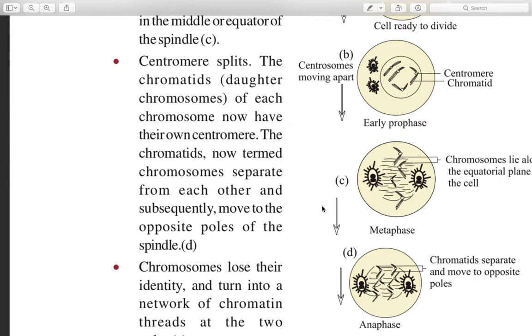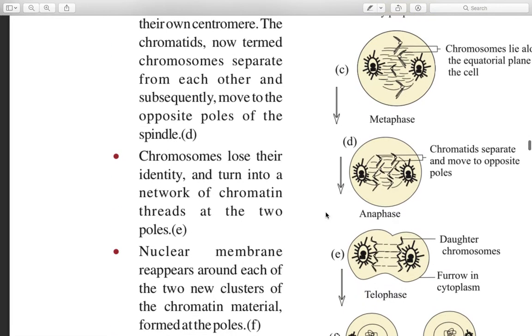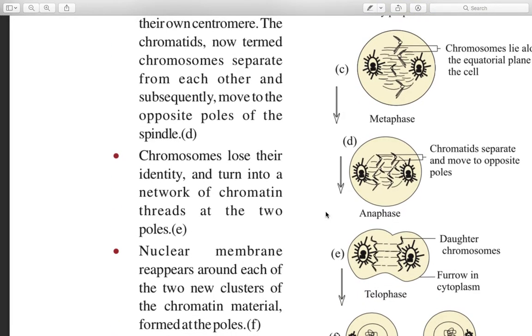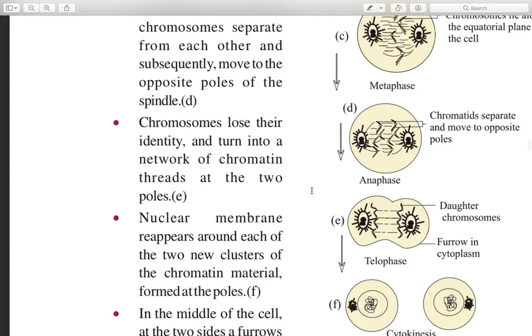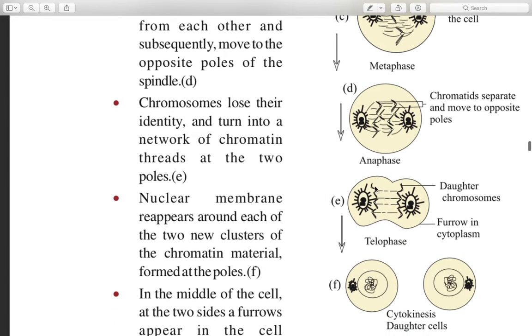The chromatids, now termed chromosomes, separate from each other and move to the opposite poles of the spindle. Here you can see after the splitting, they go to the opposite poles. One is arranged here, another is arranged here. Then the chromosomes lose their identity and turn into a network of chromatin threads at the two poles. They lose their original identity and form a network of chromatin threads at the two poles.